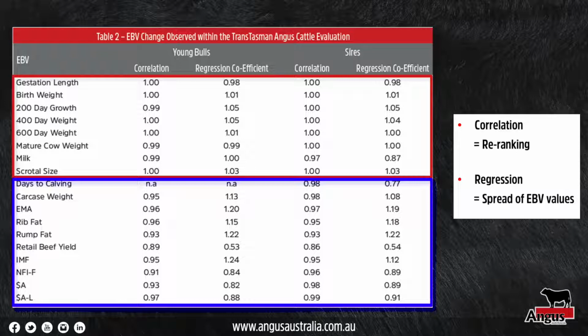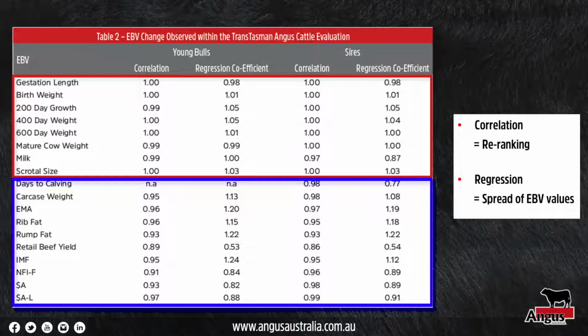Retail beef yield is one which is the reverse of that. Correlated with the reduction in the heritability of that trait, we have significant re-ranking, so 0.89, there's a lot of re-ranking. And those regression coefficients are down at 0.53, so really there's a lot of shrinking of the variation. There won't be nearly as much variation in retail beef yield EBVs as what we've seen before.